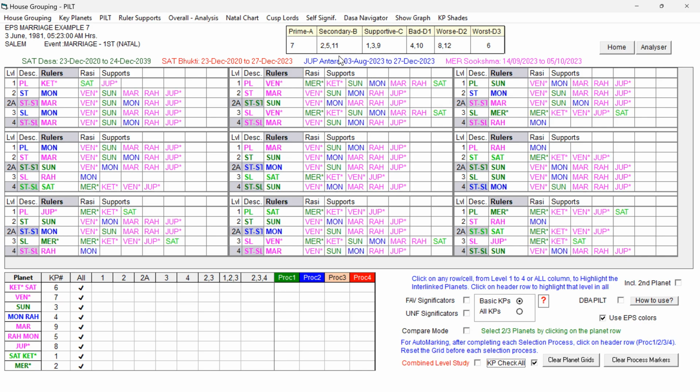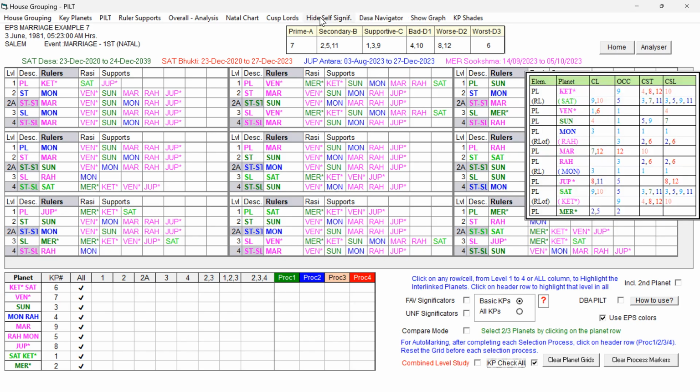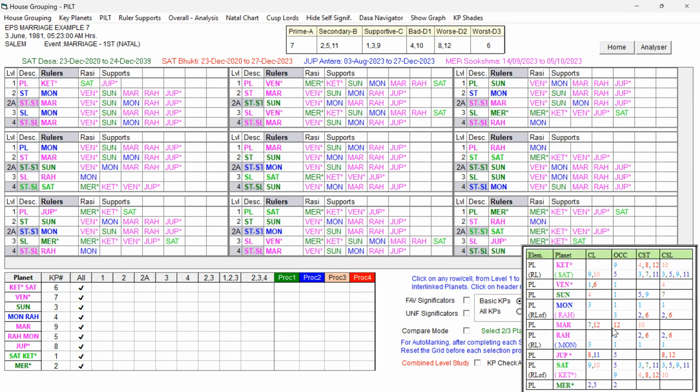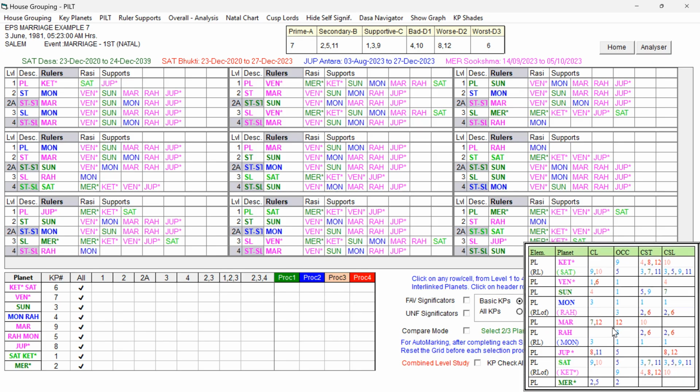And as I usually say, please keep open the self-significators with the selected key planet shades, so that it will be easier to find the signification of each planet. Normally you can see here Ketu, Venus, Mars, Rahu, Jupiter. 5 planets are with the pink shade. It means all are having mixed significators.